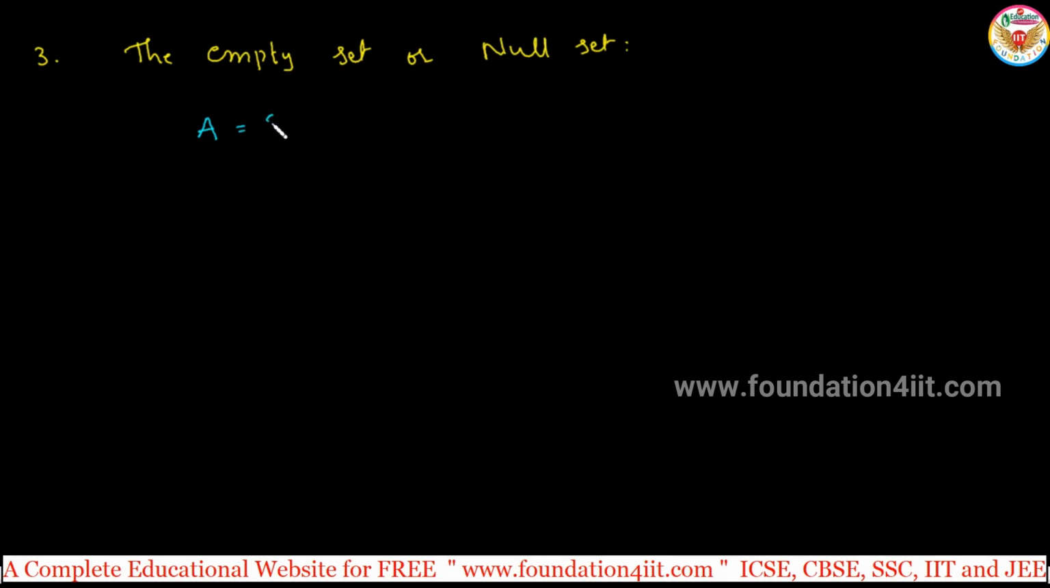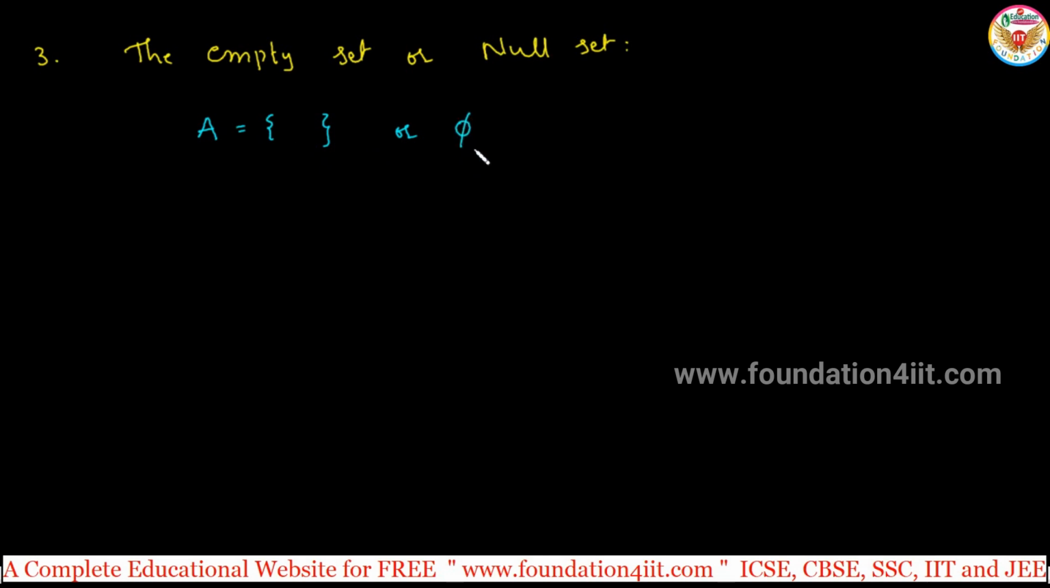Now set A is having only curly braces, don't write anything in this. So this we can represent to denote as empty set, or the symbol we can use, the null set symbol, a circle with a line crossing it. So null set. See some examples also.